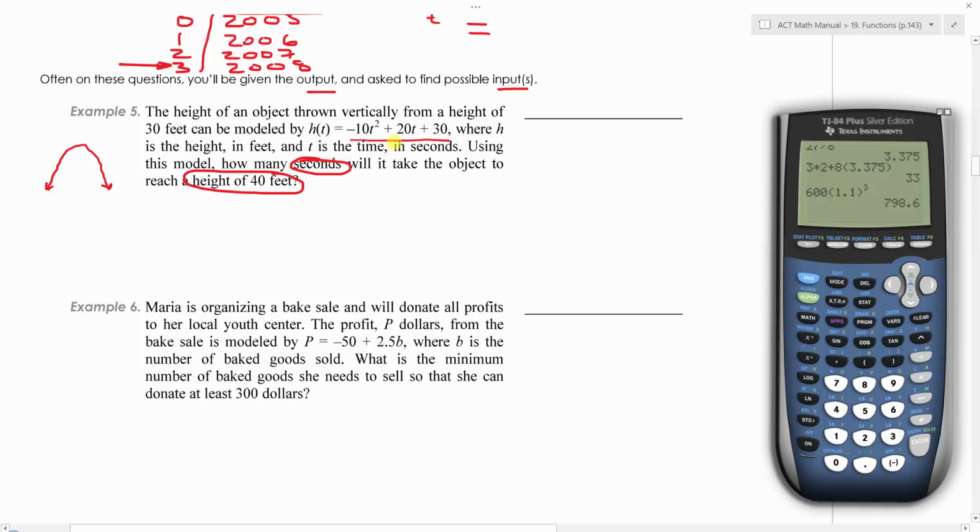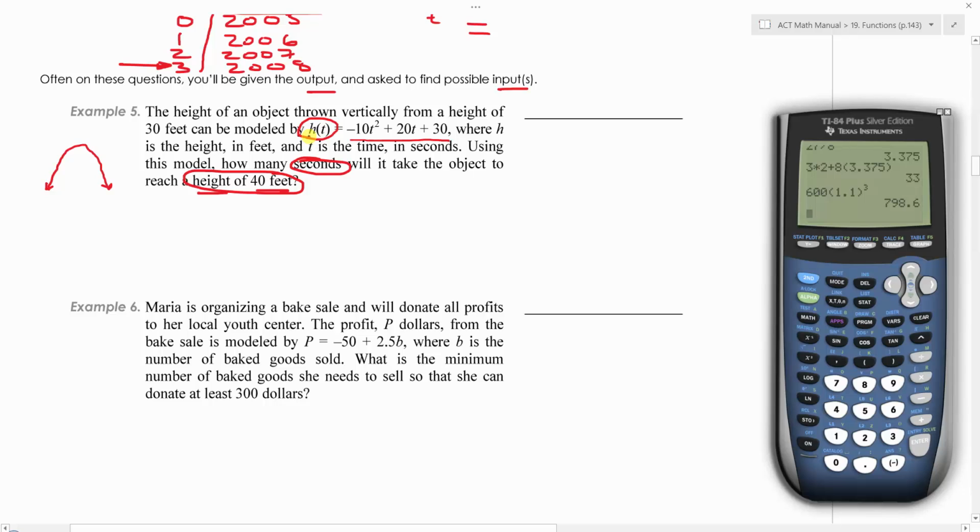So this might look a little bit familiar. You might have done some examples like this, but for the purposes of the ACT math, what you need to know is this. They are telling you that the height is 40 feet. And remember, in this model, in this function, the height is represented by h of t.